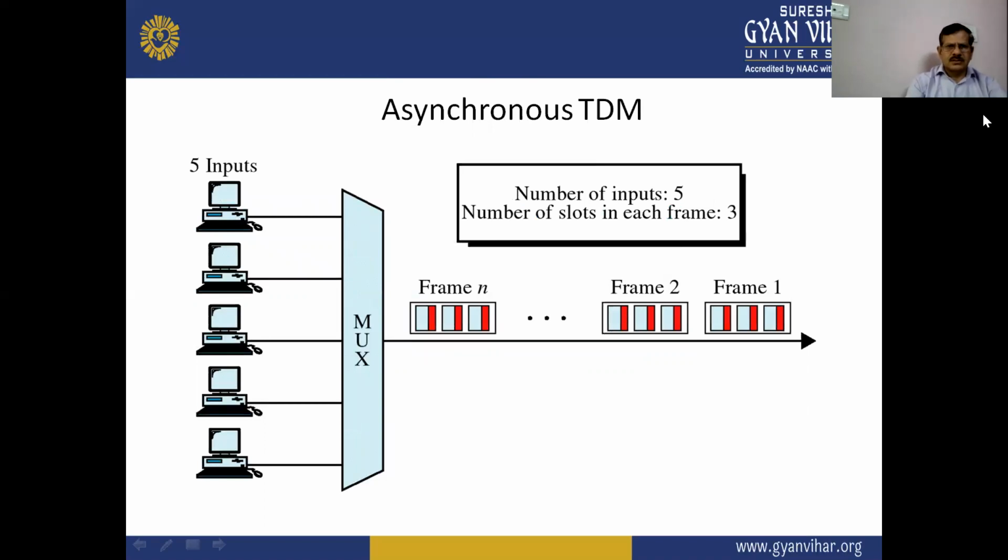Next, what is asynchronous TDM? So in asynchronous TDM, there are different inputs. These inputs are multiplexed with the help of a multiplexer and converted from the number of inputs into a number of slots in each frame. So there are different frames of slots.